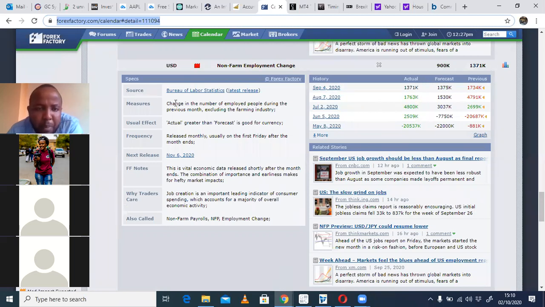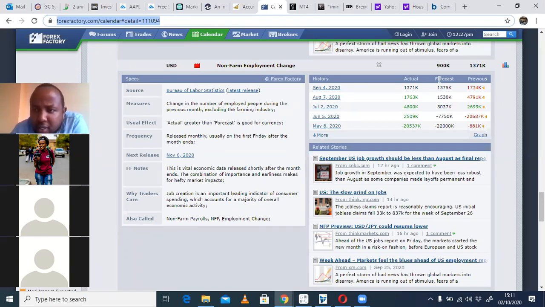You need to understand what it's all about. Basically, non-farm employment change, or non-farm payroll, is the change in the number of employed people during the previous month. Basically, you are able to understand the people employed versus the people who are not employed in the labor market, of course excluding the farming industry. So farming is out of question. The Bureau of Labor Statistics in the US releases this data every first Friday of the month. We are looking to know how many jobs were added in the previous month.